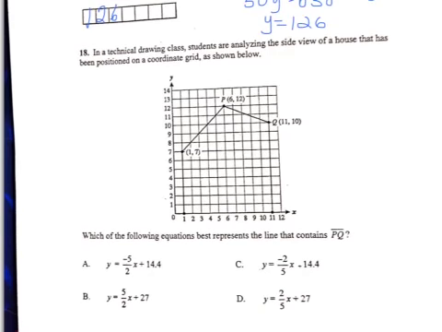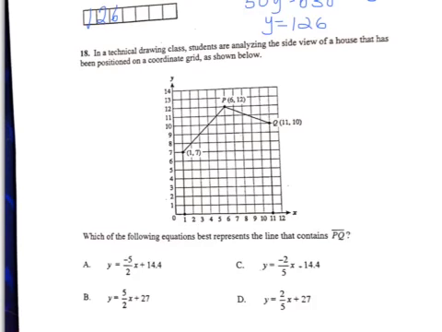Okay, number 18 is asking about the equation of the line that goes through the point PQ. This is a situation where the straight edge tool will be valuable for you because you can use that straight edge tool to extend this line, which is difficult to do. It'll give you an idea of what the y-intercept is going to be.